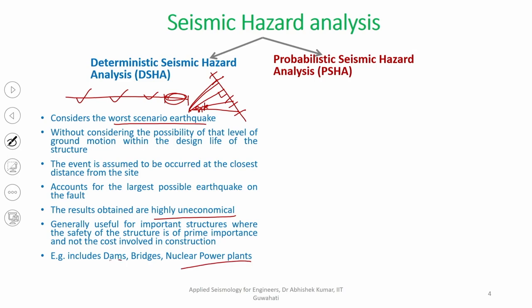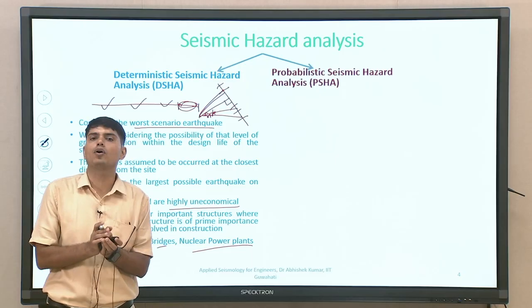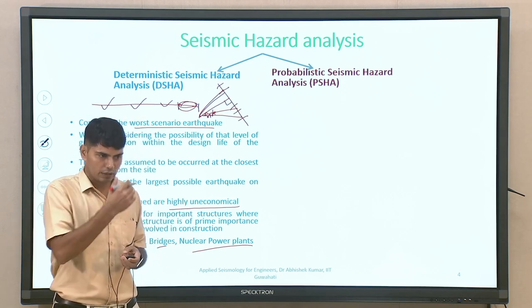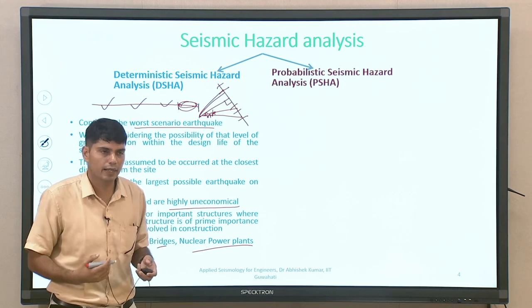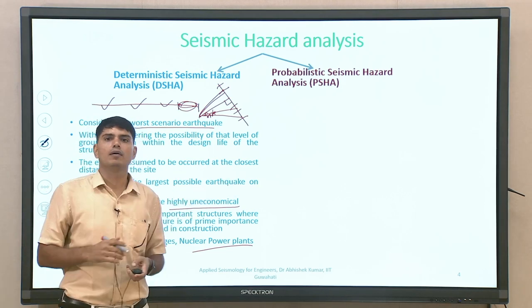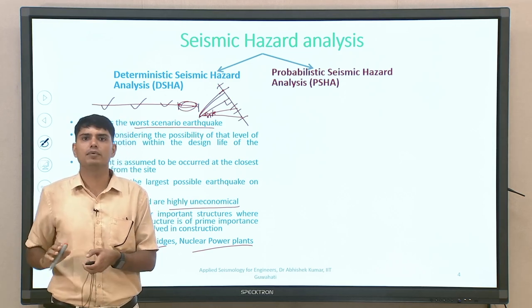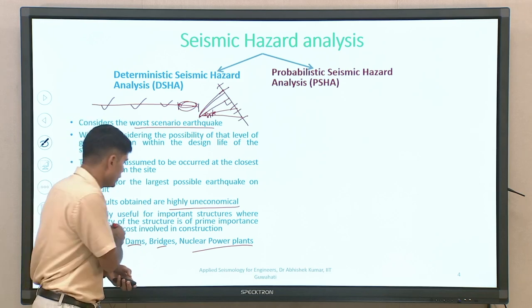So, that is why similarly with respect to dams, bridges. So, we can say when we are going with deterministic seismic hazard analysis, we generally take the outcome of deterministic seismic hazard analysis primarily for very important structures, where the safety of the structure is the prime concern and not the cost involved. So, even if the construction cost may be 2 to 3 times higher than what we should have designed based on the most likely to occur ground motion, still we do not want to take a chance with respect to failure of such facilities.